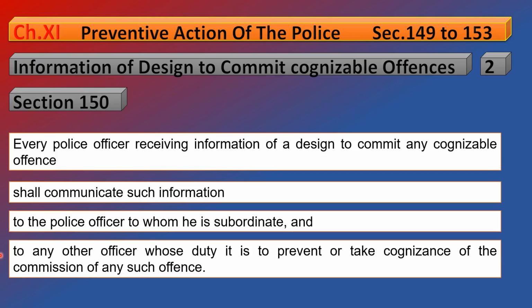This means that every police officer is duty bound when he gets some information, a design that something is going to happen and that is going to be a cognizable offense. He will be informing it to his senior, to whom he is subordinate, his immediate senior, or he will inform directly to those police officers whose duty is to prevent such commission of cognizable offense.